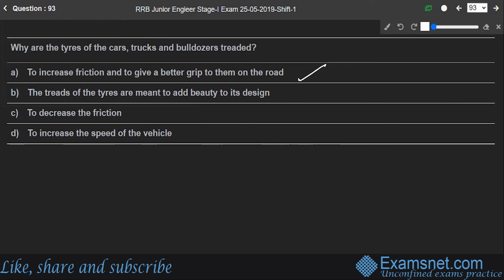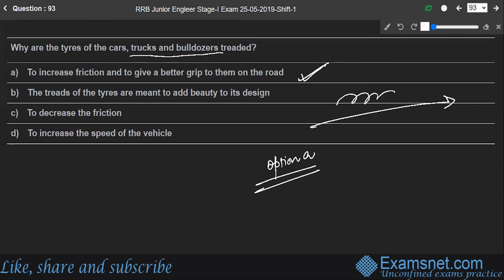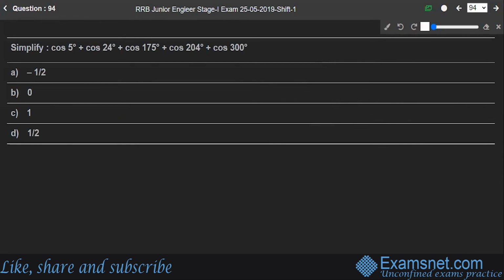See, friction is a resistance to the motion of one object moving in respect to another. This is the resultant force, not a fundamental one like the electromagnetic force. So the treaded tires of cars, trucks, bulldozers increase the friction and give them a better grip onto the ground. Option A, right answer.